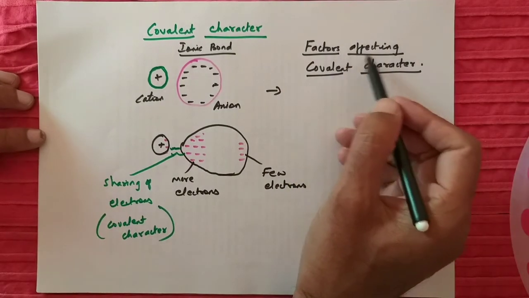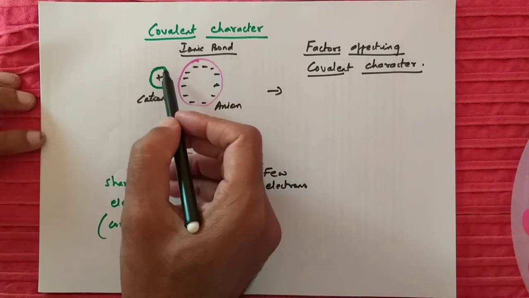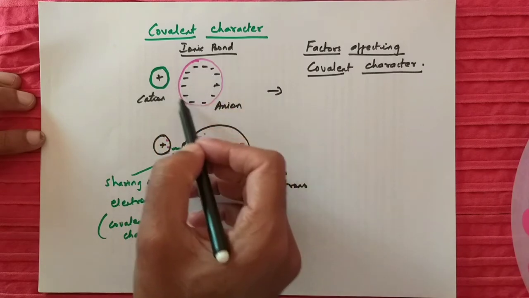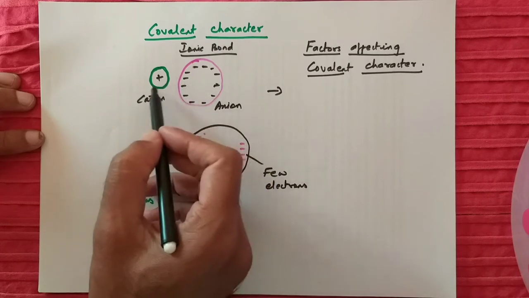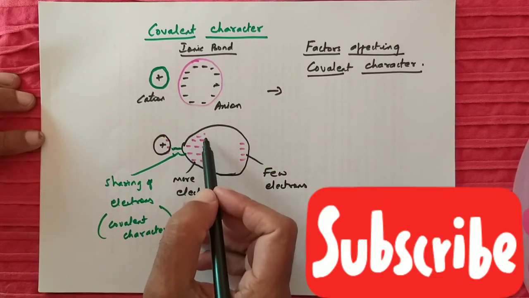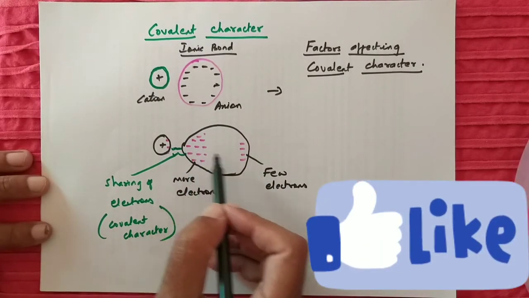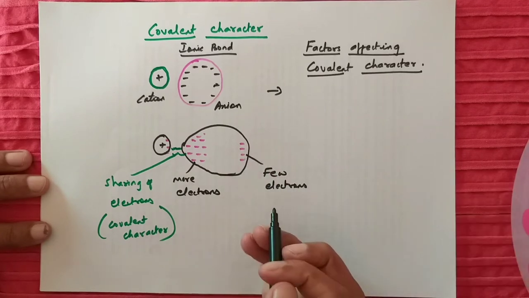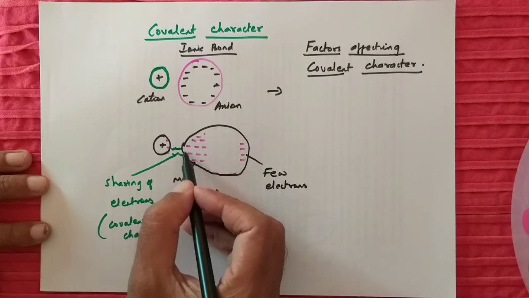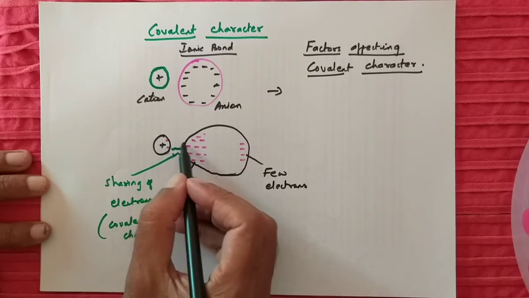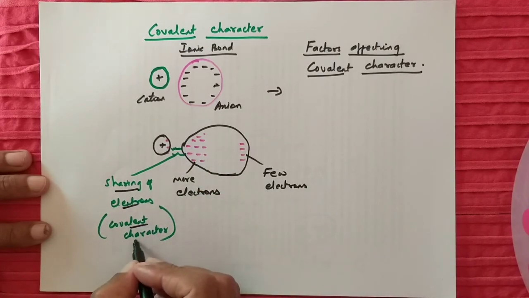Now let us see the factors affecting covalent character. We have seen that an ionic bond contains the cation and the anion. The cation will pull the electrons from the anion, so there will be a change in shape, with the electron cloud having more electrons on one side and fewer on the other, which we call polarization. Now the electrons from the anion where the cloud is present and the electrons from the cation will start sharing to form the covalent bond. That sharing of electrons we call covalent character.